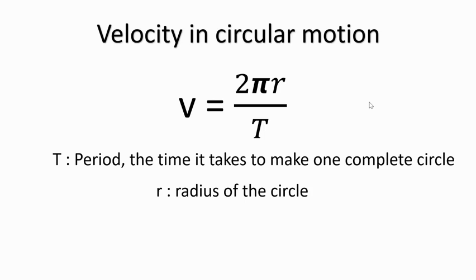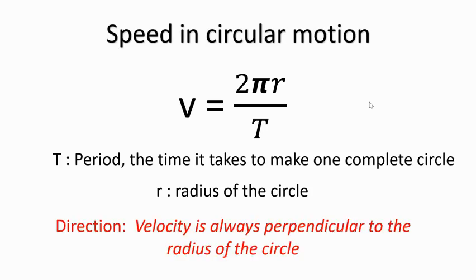Now remember that velocity is not just how fast, it's also what direction. So this just tells us the magnitude of the velocity, not the whole velocity. Let's get the whole velocity. You need the direction. And the direction of the velocity in a circular motion is always perpendicular to the radius of the circle.